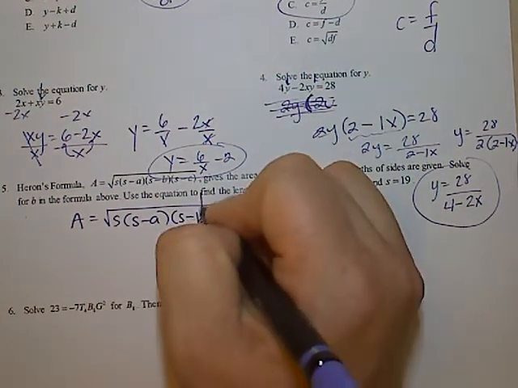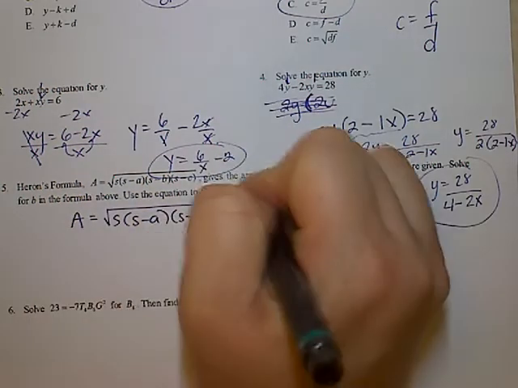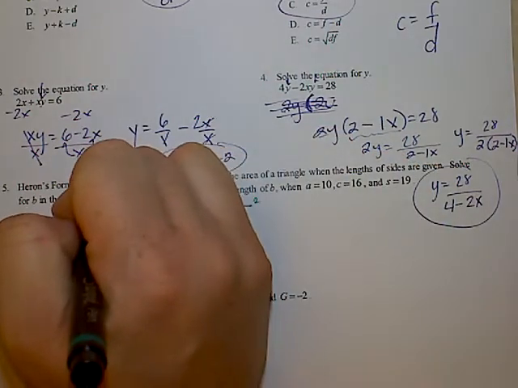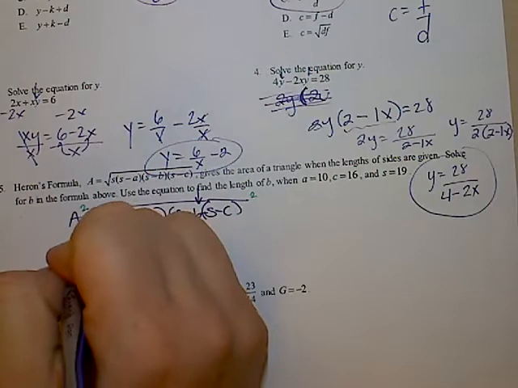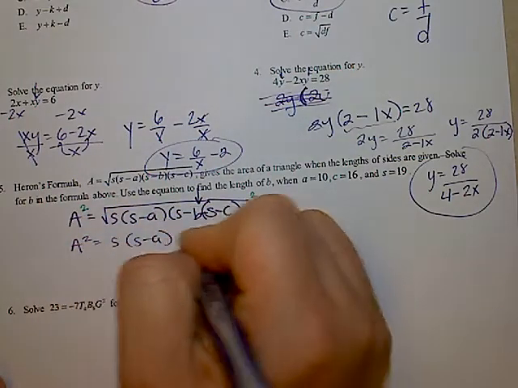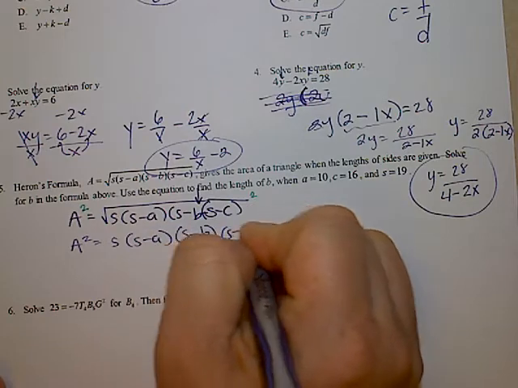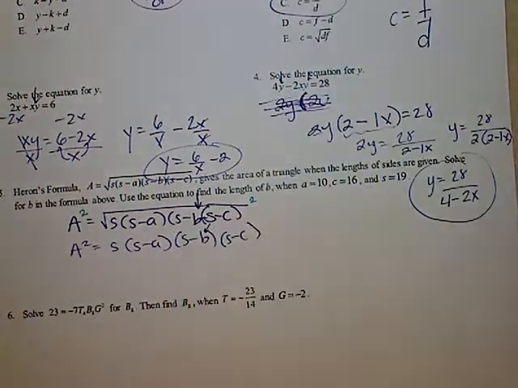So if I want to get b by itself, I need to first start by eliminating this square root. So I'm going to square both the left side and the right side. And I end up with A squared equals s times the quantity s minus a, s minus b, and s minus c. And again, we're trying to isolate the b.